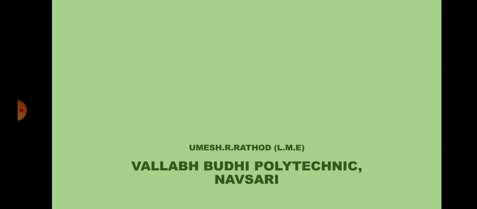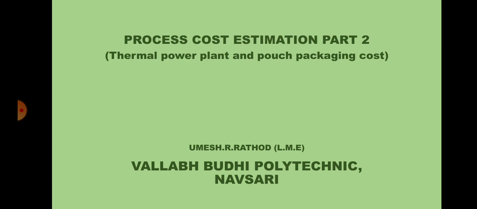In today's lecture, we will learn about process cost estimation part 2 of thermal power plant and power packaging cost of the subject estimating costing and contracting. Subject code 3351905.